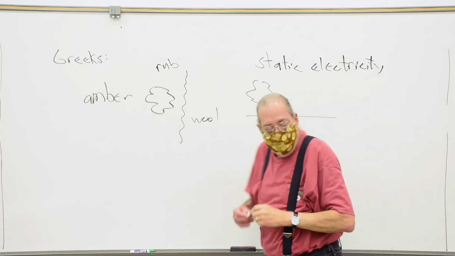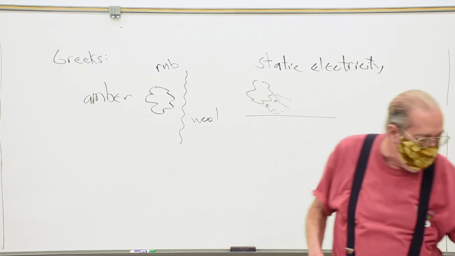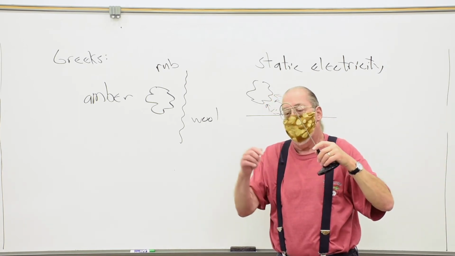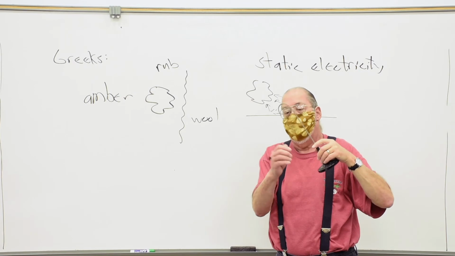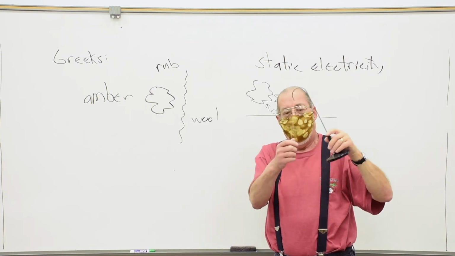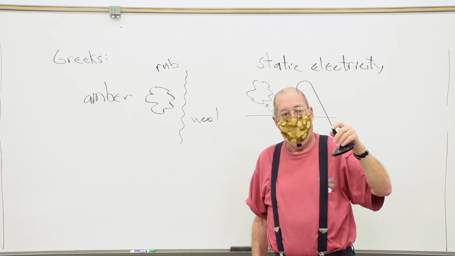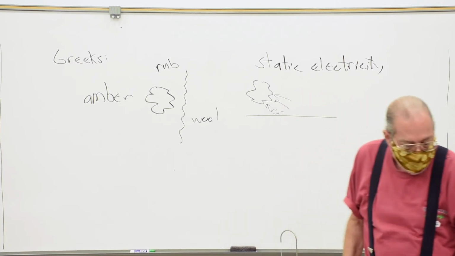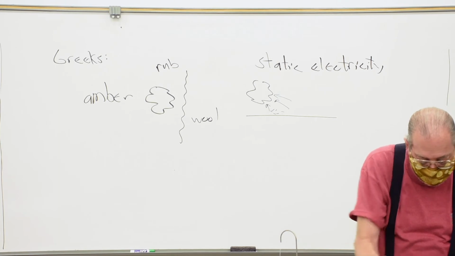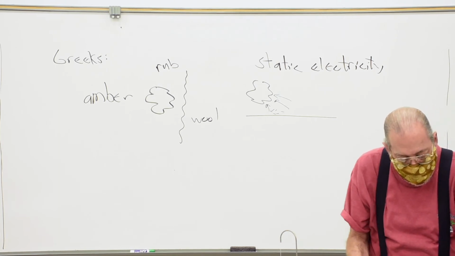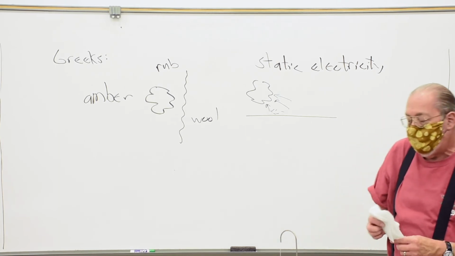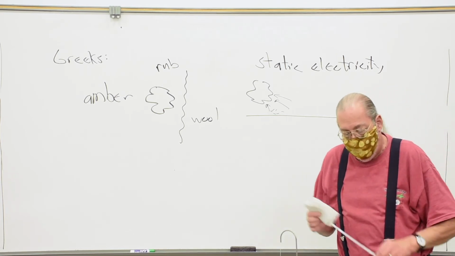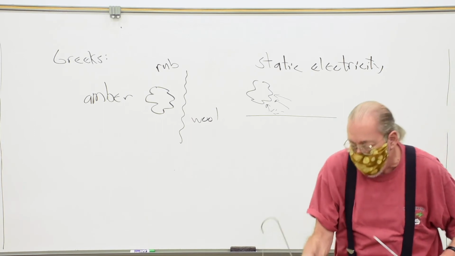Now I can try to demonstrate this. I don't know if I'm going to succeed or not. But what I have here are two fine little floats. And what I'm going to try to do is to take a piece of plastic. Plastic is the modern equivalent of amber. Rub it with modern fur. I don't know if this will work. It depends on the humidity.